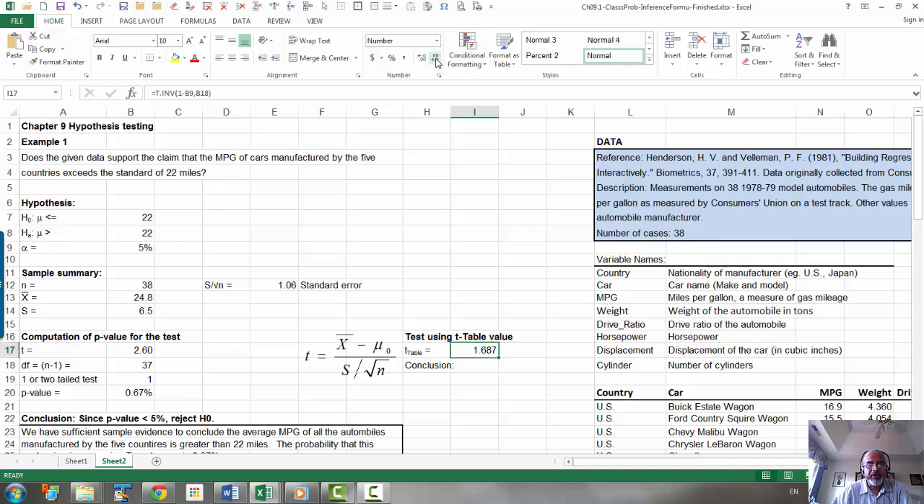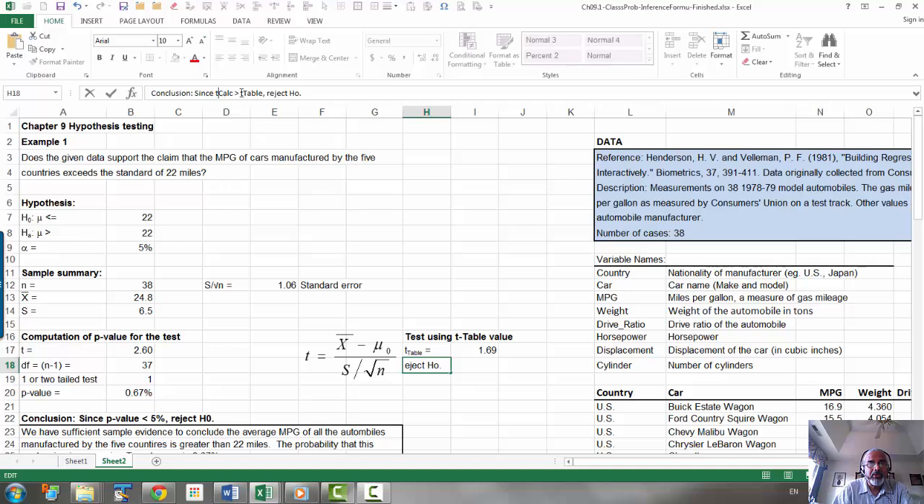So now we compare the t-table value with the t-calculated value, and you need to check the alternative hypothesis. So alternative hypothesis greater than 22, which means our calculated t value must be greater than the t-table value for us to reject the null hypothesis, and that is the case. So we can say, since t calc, that is calculated t value, is greater than t-table value, we reject H sub 0.